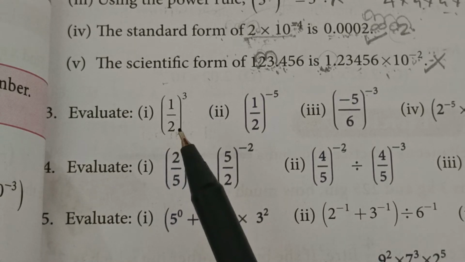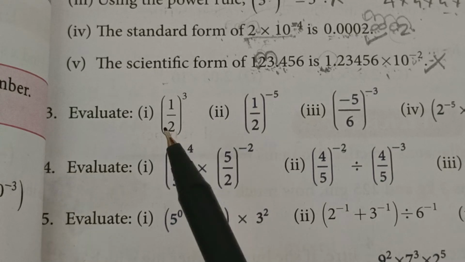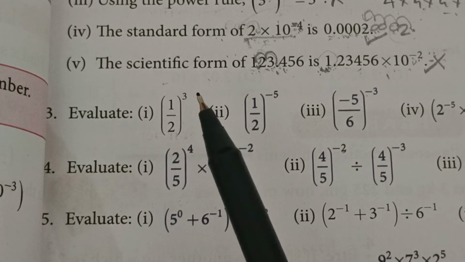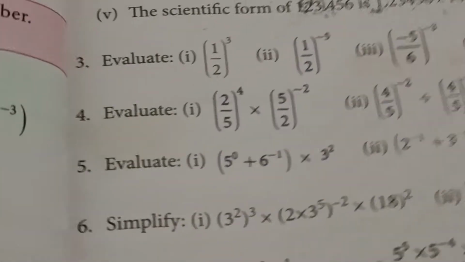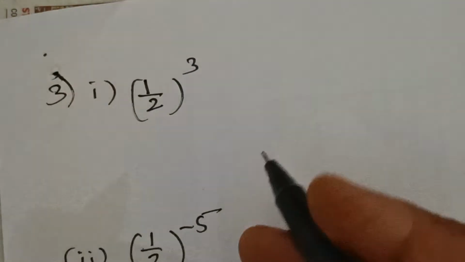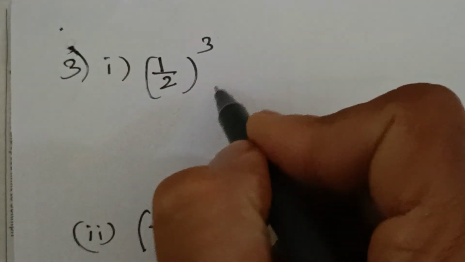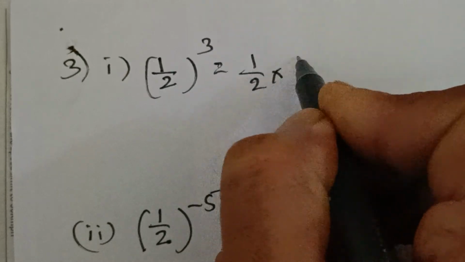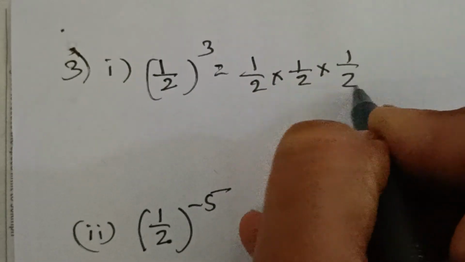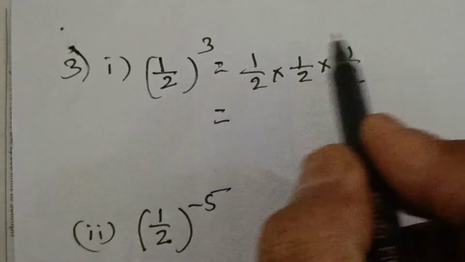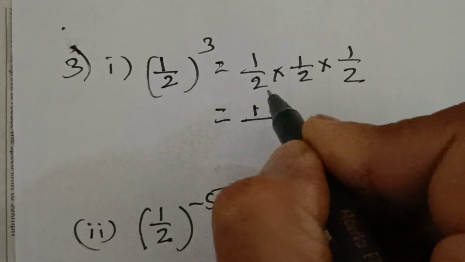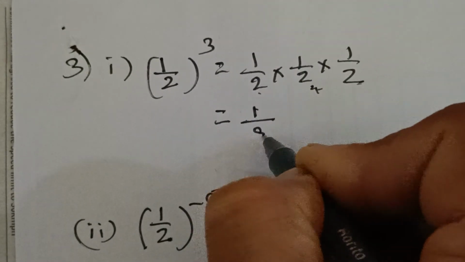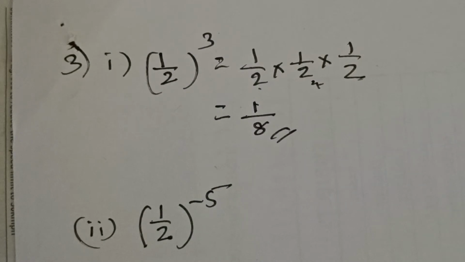What does it mean? As you see the question, we understand that we have to multiply 1 by 2, 3 times. 1 by 2 is the base and 3 is the power. That means multiply 1 by 2 by itself. How many times? 3 times. So 1 by 2 the whole cube means 1 by 2 into 1 by 2 into 1 by 2. That's all. Just multiply all the numerators and multiply all the denominators. 1 into 1 is 1. 2 twos are 4, 4 twos are 8. That is the answer of 1 by 2 the whole cube.